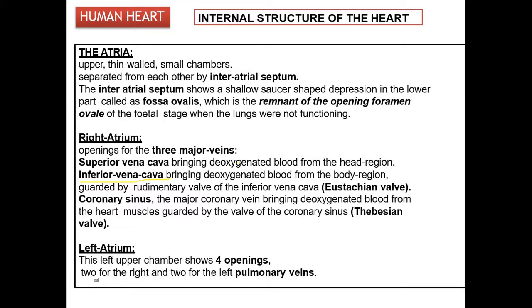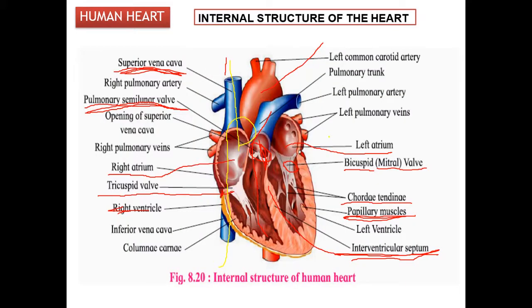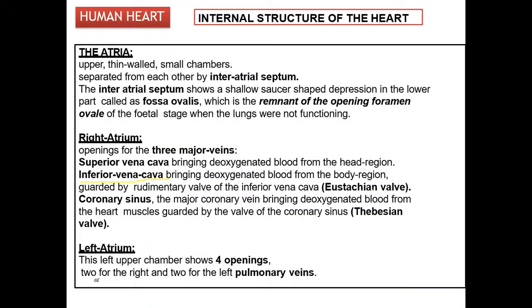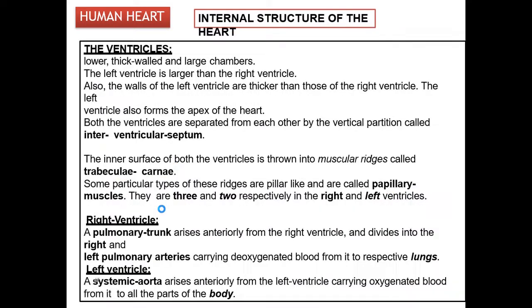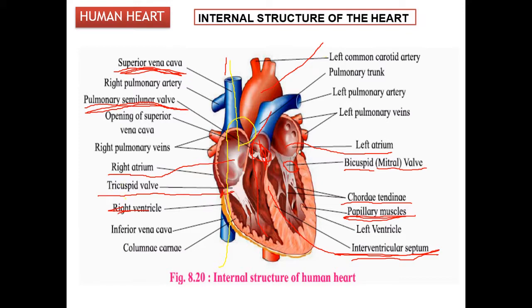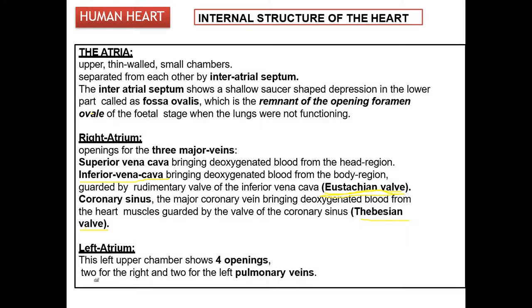The inferior vena cava is guarded by a valve known as the Eustachian valve. Here, the inferior vena cava has a valve present inside it, which is called the Eustachian valve. Why is it present? Because it prevents backflow of blood. The coronary sinus also contains a valve, known as the Thebesian valve. These two valves are apart from the valves we have studied: the tricuspid, mitral and semilunar valves. So the inferior vena cava contains the Eustachian valve, and the coronary sinus contains the Thebesian valve.